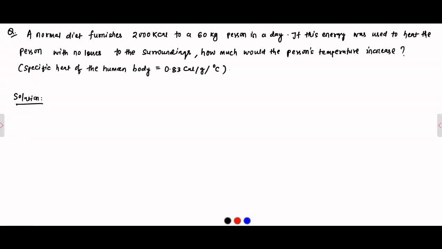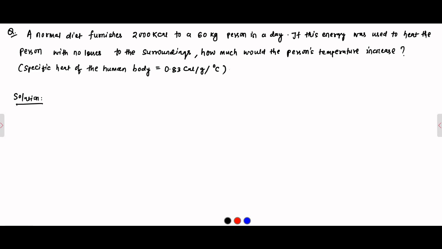So here is another question on specific heat. It is given that a normal diet furnishes 2000 kilocalorie to a 60 kg person in a day. If this energy is used to heat the person, that is to increase the temperature of the person, with no external losses to the surroundings, it means the entire energy is used by the body with no loss, how much would the person's body temperature increase? Okay, so this question is based on this concept.